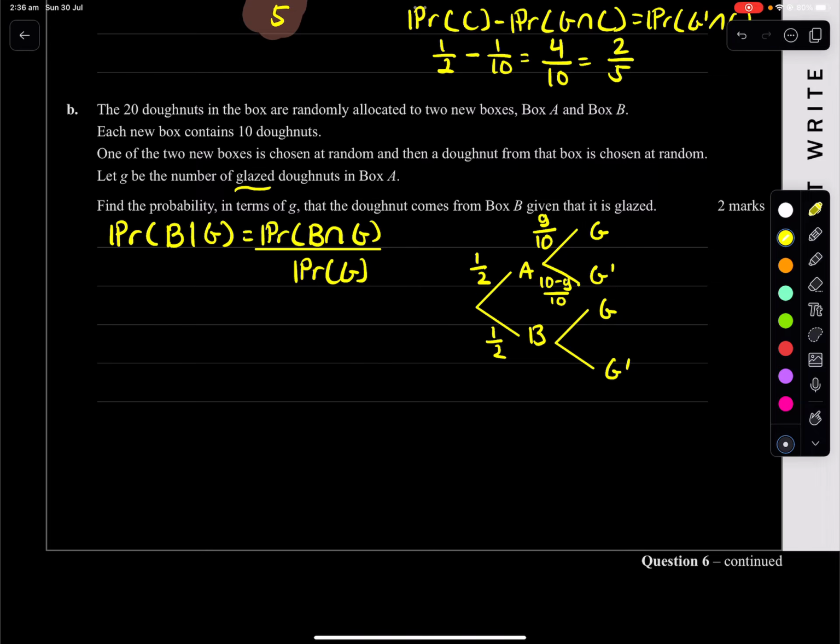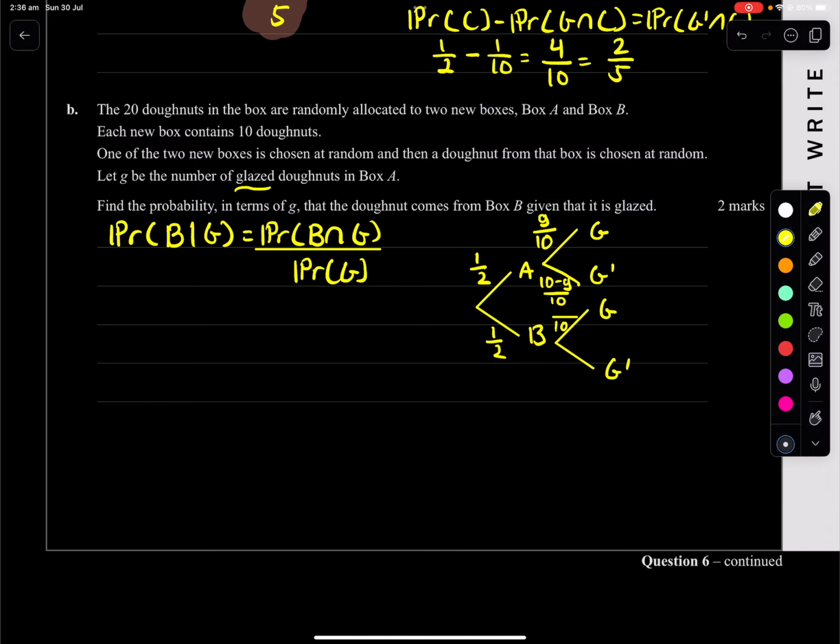One of the two boxes is chosen at random from a box of this. The 20 donuts in the box are randomly allocated to new box A and box B. Each new box contains 10 donuts. So this one will be something like 10 divided by something, divided by 10. One of the two new boxes is chosen at random. So one of the boxes is chosen at random, and then the donut from the box.